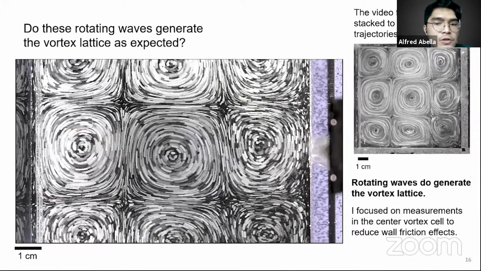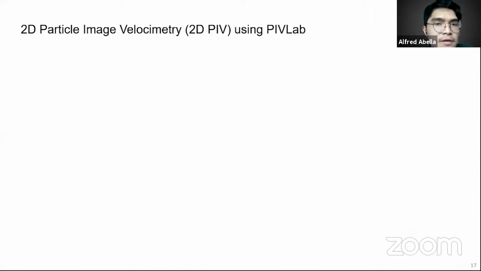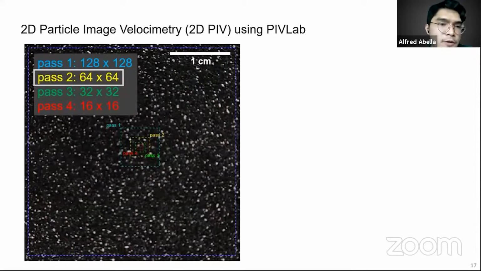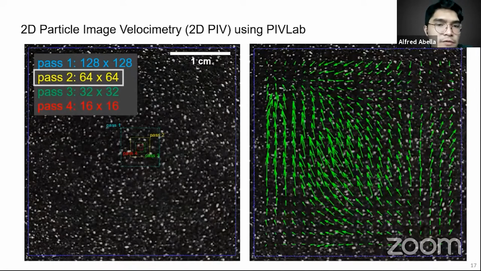And then I focused on the center vortex cell, which is this here, to reduce the wall friction effects. I used 2D PIV using PIVLab in MATLAB to measure the velocities of the tracer particles. I used a 64 by 64 interrogation window, and this is the result. So these are the velocity vectors.